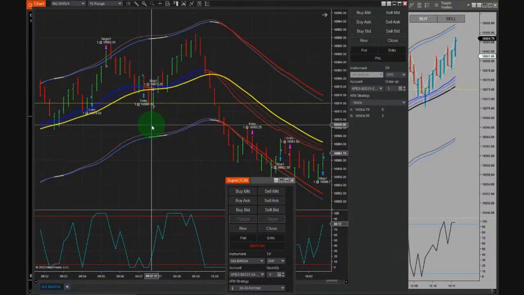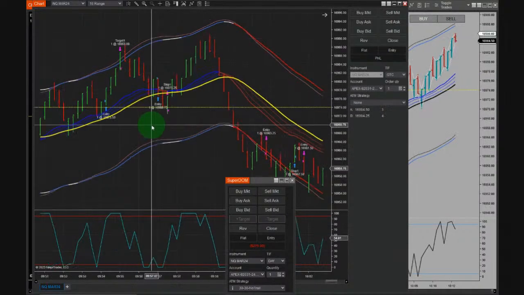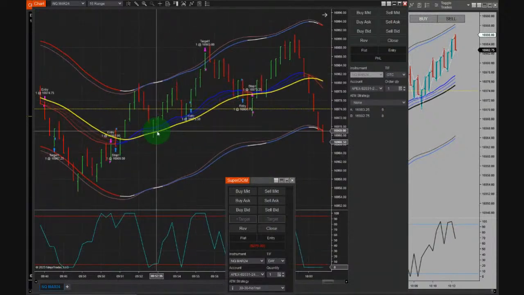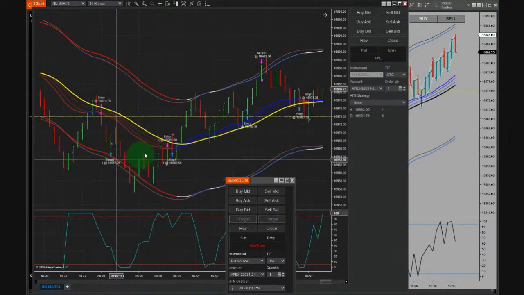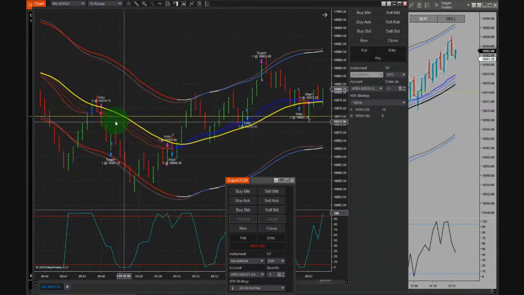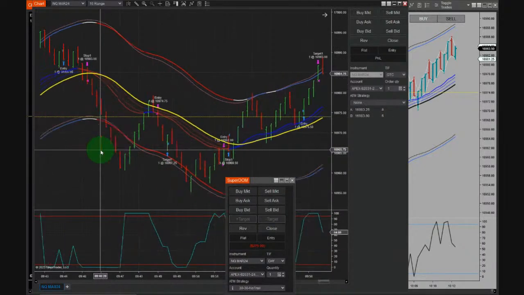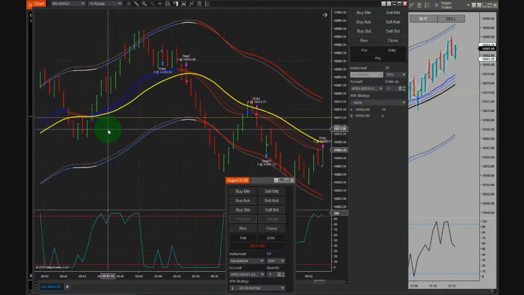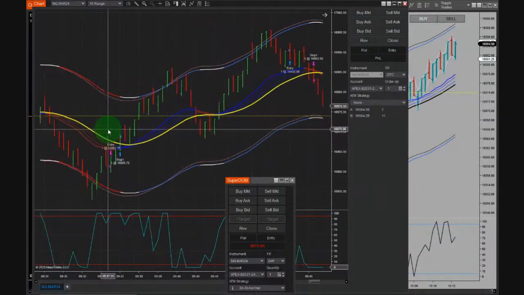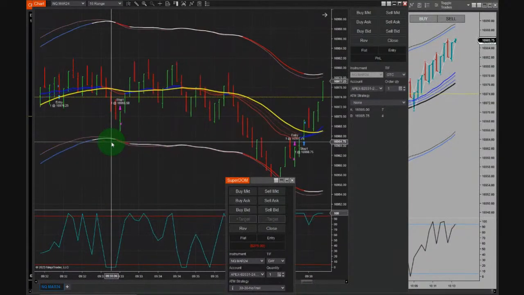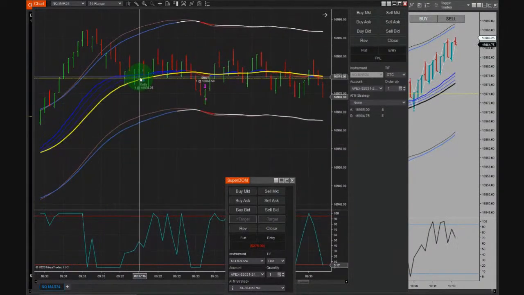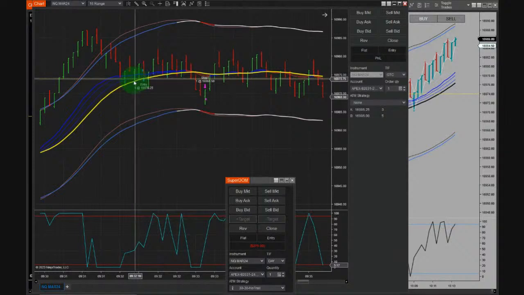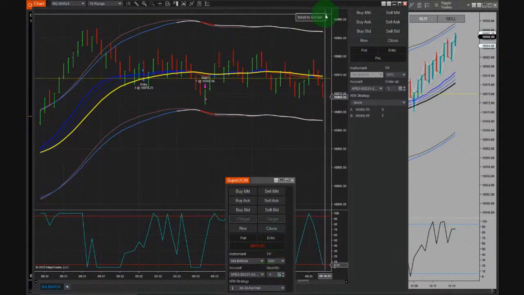That's 4, 5, 6, 7, 8, 9. It was 10. 10 trades is going to be just under $40 in commissions. So red about 315, a little bit less.